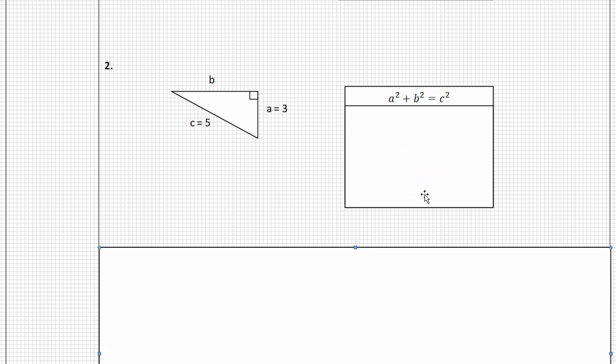If you get stuck, you may want to pause the video now and work through the problem, but if you get stuck, resume the video and I'll walk you through.